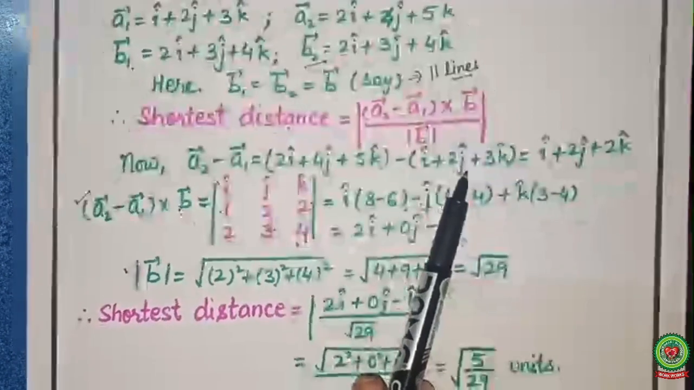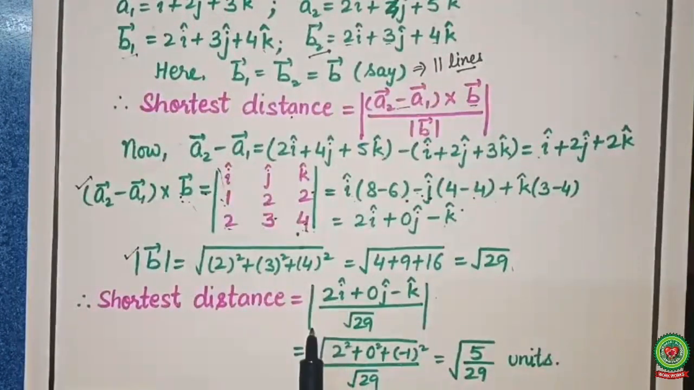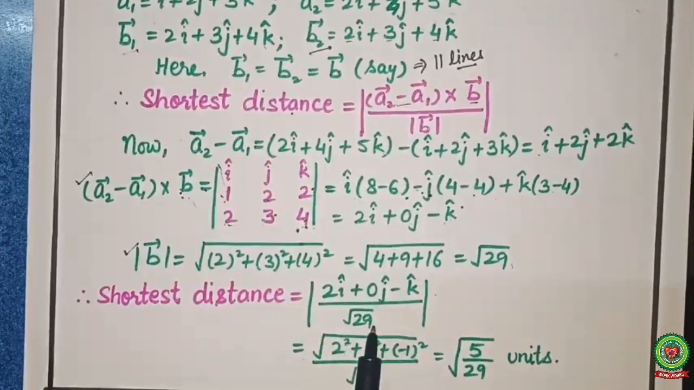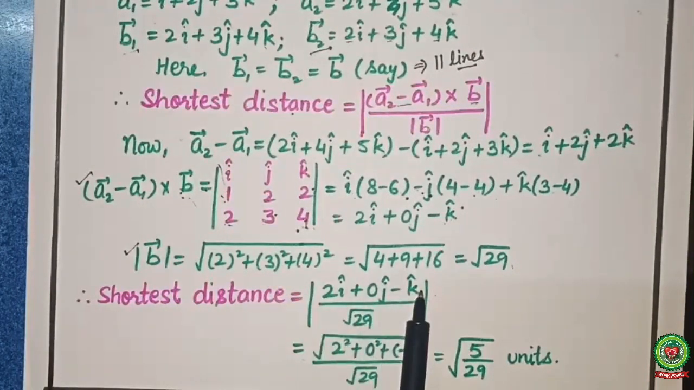We get the shortest distance. So it is equal to mod of 2i cap plus 0j cap minus k cap divided by root 29. Now we have to find the absolute value of the numerator. It is equal to square root of 2 square plus 0 square plus (minus 1) square. So on simplifying, 2 squares are 4 plus 0 plus 1. So finally we get the shortest distance is equal to root 5 upon root 29 units. This is the distance between two parallel lines.